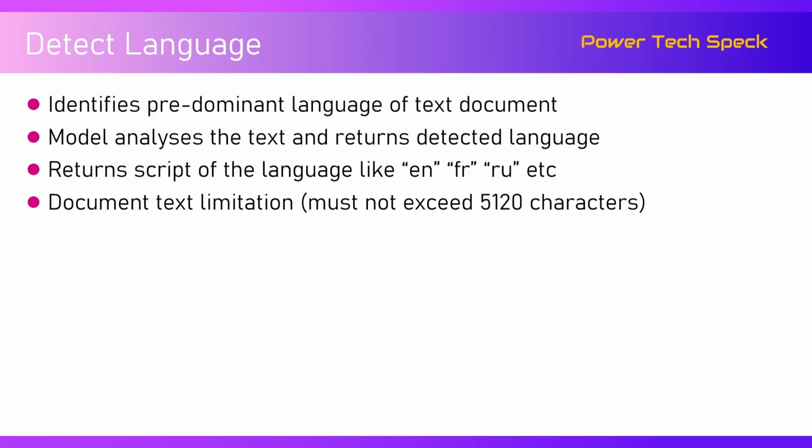If it is English, it will return EN. If it is French, it will return FR. If it is Russian, it will return RU. As I mentioned, it identifies the predominant language of a text document. So what does that indicate? If you have a document with a combination of English and French, and English has more dominant text content within that piece of text, then it will return the output as en with a probability of some number.